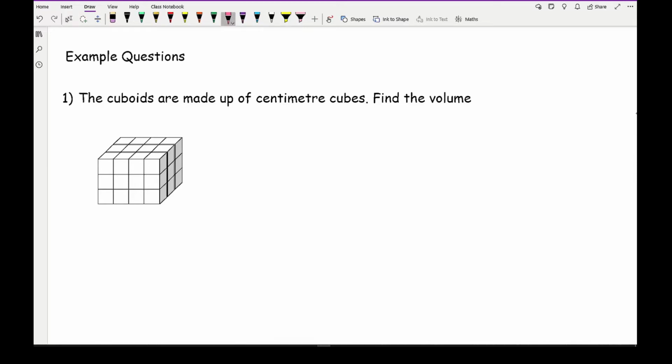So for example here, I've got 4 cubes going across. I've got 3 squares in terms of the depth or the width, and I've got height of 3. So here the volume is going to be equal to 4 times 3 times 3, which gives me 36, and it says that the cubes are centimeter, so it's going to be centimeter cubed, and there is my final answer.